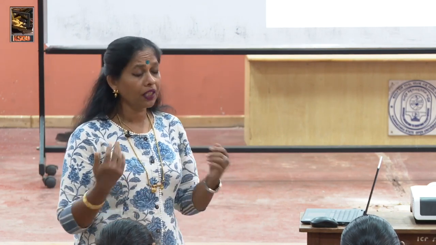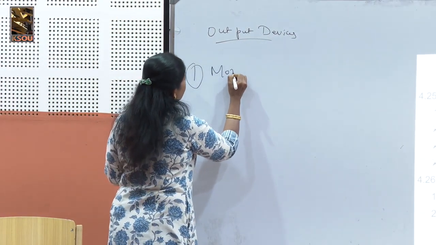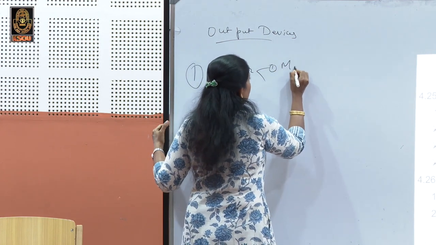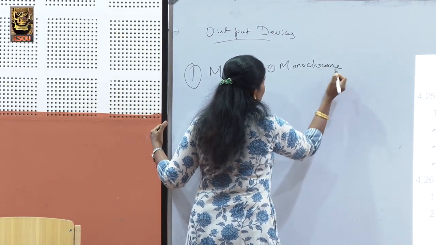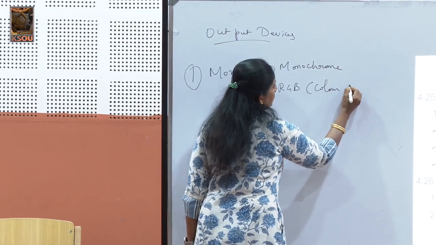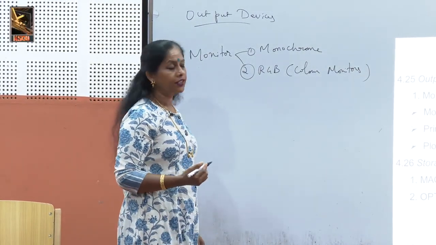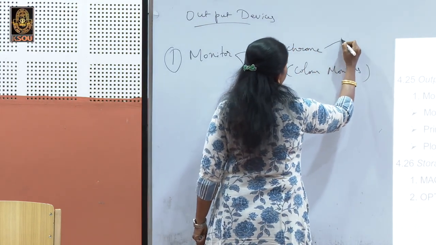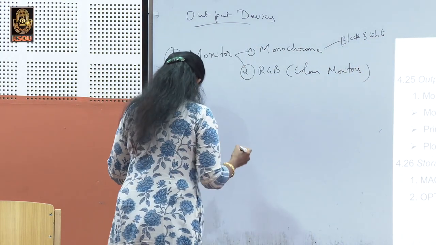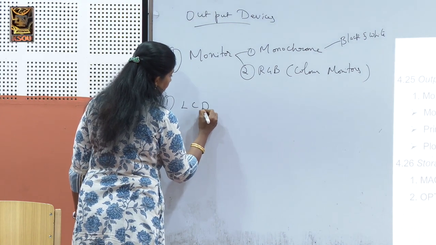So here in monitors also you have different types. I'll explain you. You have two types: monochrome monitors and color monitors, RGB being the color monitors. Monochrome means single color, which is nothing but your black and white. Again, in color monitors you have different types, LCD monitors.